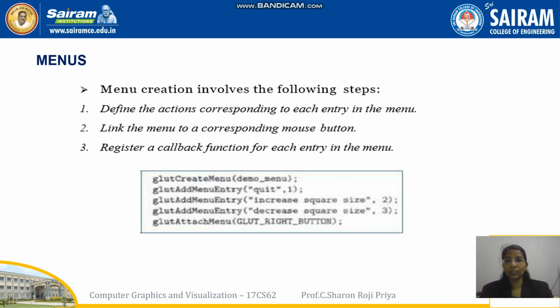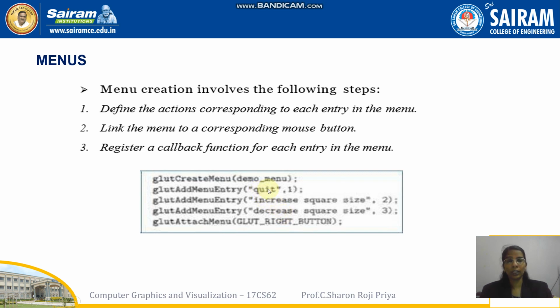First we'll see an example. glutCreateMenu, demo menu, and glutAddMenuEntry. We have seen menus in the Word document. Under file, we'll have new, open, close, save, save as. Likewise, I can specify all the menu entries. This is the main menu. Under this, I can specify the entries.